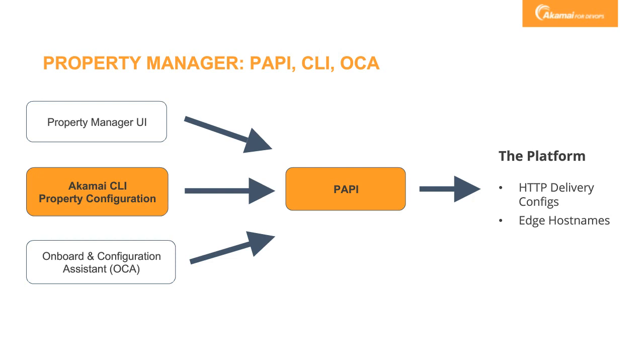There's also an onboarding and configuration assistant. That's kind of a wizard in the Akamai portal that lets you quickly onboard new properties. It automates a lot of the steps that the Property Manager UI doesn't do for you, typically just for initial onboarding. And that also uses PAPI on the back end. So today we will show you some demos of real-world implementations and usage of PAPI as well as the CLI.